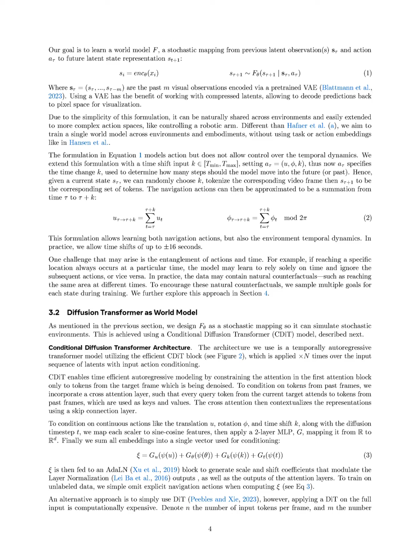Second, it incorporates continuous action conditioning by mapping translation, rotation, and time shift actions to sine-cosine features, which are then processed through a multi-layer perceptron (MLP) to create a conditioning vector. This vector is combined with the outputs of the attention layers, using an AdaLN block to generate scale and shift coefficients that modulate the layer normalization outputs.